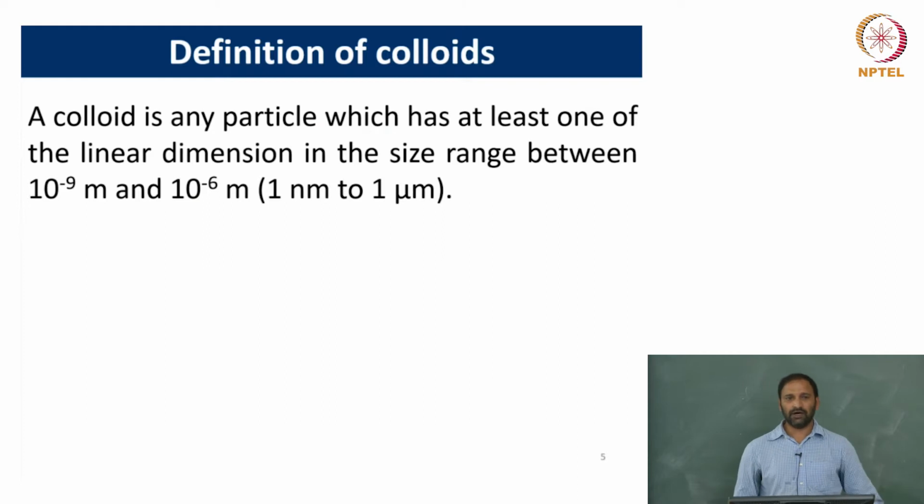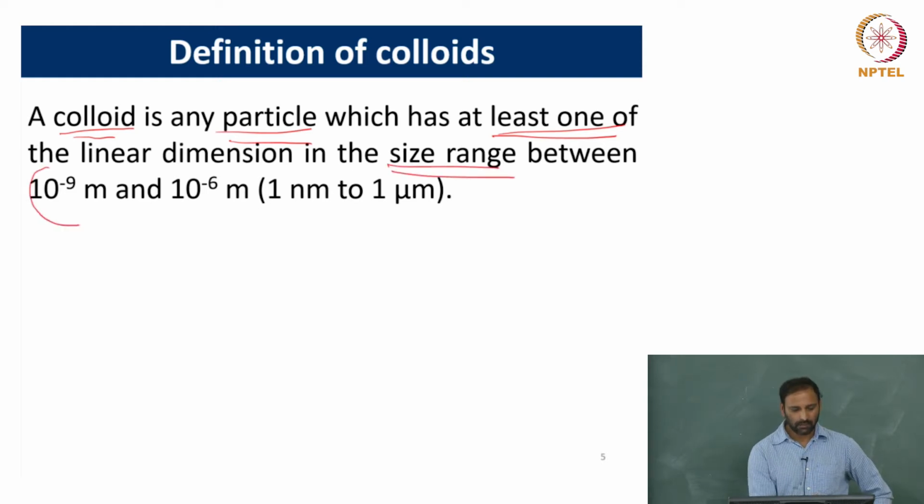Now the definition is a textbook definition you will see in a lot of forums as well. A colloid, okay, is any particle which has at least one dimension in the size range between 10 power minus 9 meter and 10 power minus 6 meter, that corresponds to 1 nanometer to about a micrometer particle. Okay, so the moment you have any particle in this size range, that's what is called a colloid.